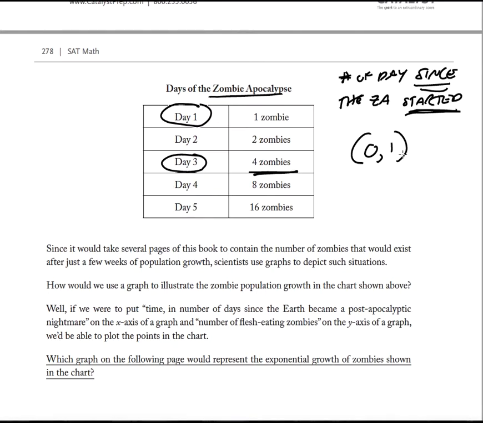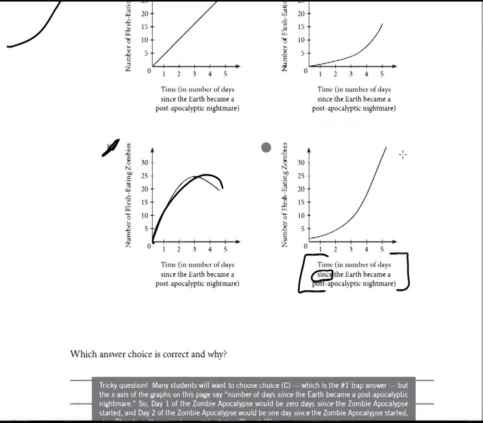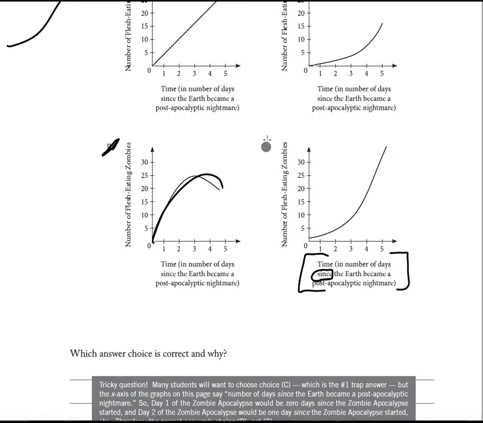And I can see that some of you might be confused by that, but again, think about the implications of the word since. So now let's go back to our choices here, and the only one that starts at 0, 1 is choice D. So that's pretty tricky, and again, I want you guys to never lose sight of the fact that the SAT's math test is also a reading test.